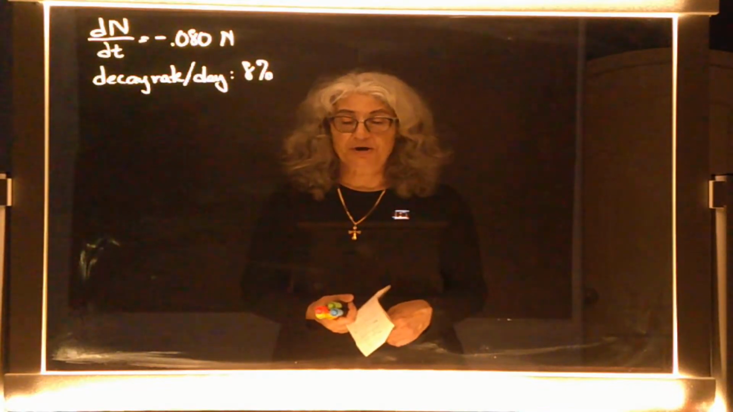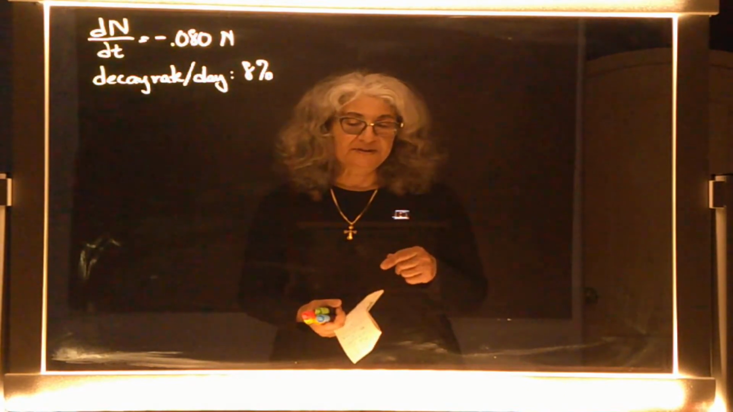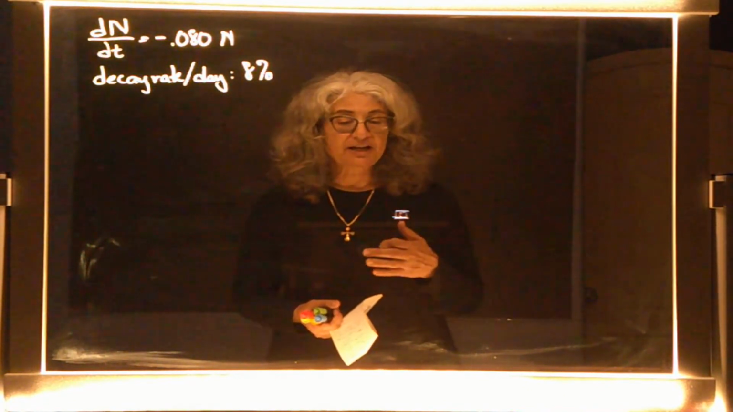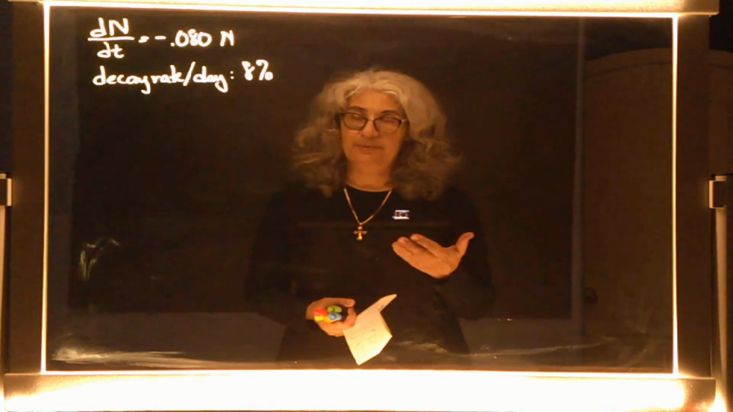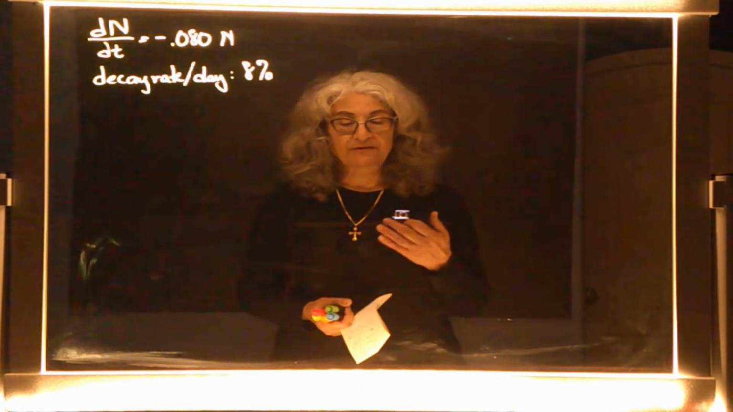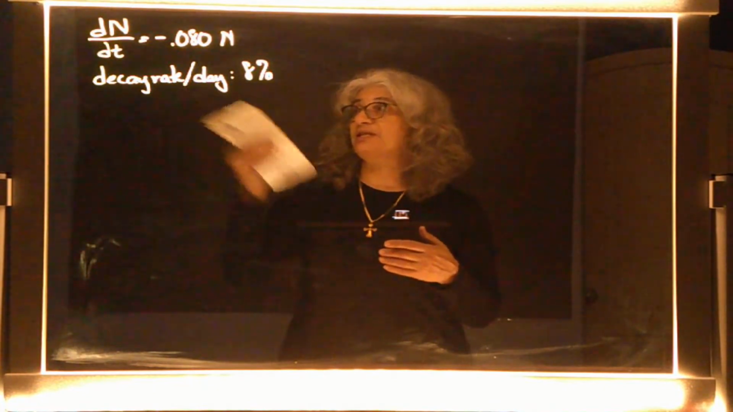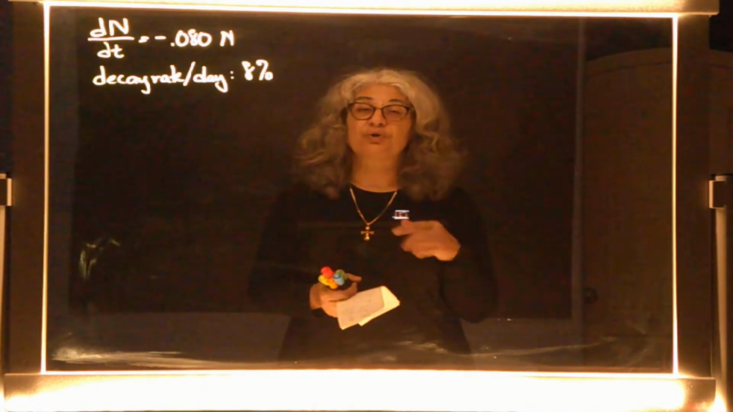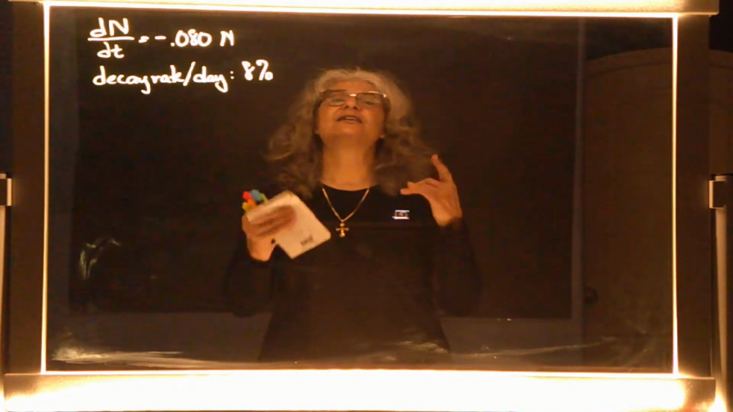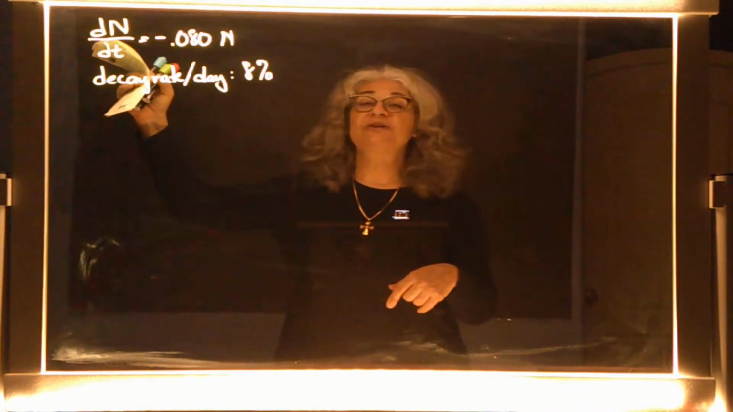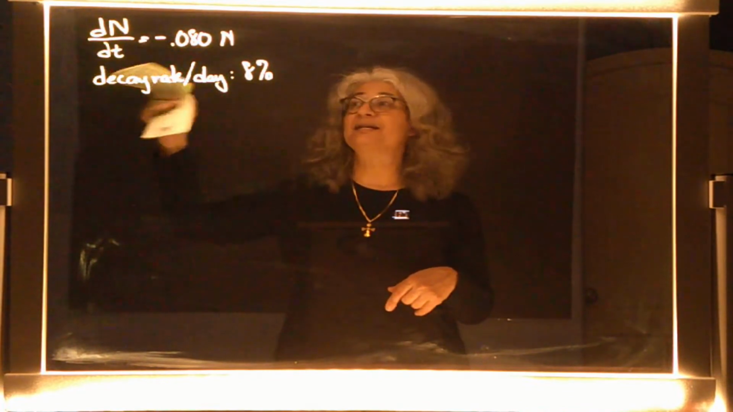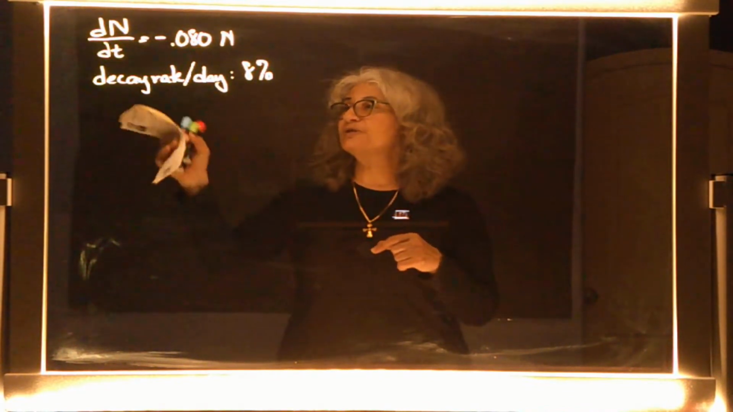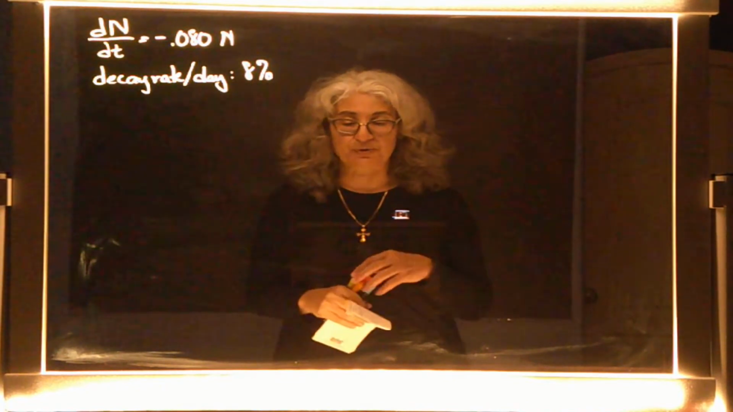So let's look at the next problem. A chemical substance has a decay rate of 8% per day. The rate of change of an amount, capital N, of the chemical after t days is given by this particular formula. So notice what they said, the rate of change. Rate of change means the derivative. So the derivative of N with respect to t is given by this formula, correct? They also told us the decay rate per day is 8%.